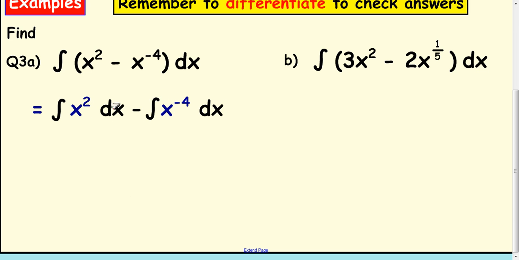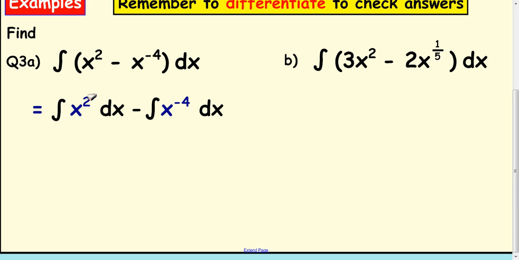So you integrate x squared with respect to x, you take away the integral of x to the negative 4 dx with respect to x. But as I say, after this screen, if I was doing it again, I would just integrate this, add 1 to the power and divide, and then move on to the next one without writing the integration sign every time.